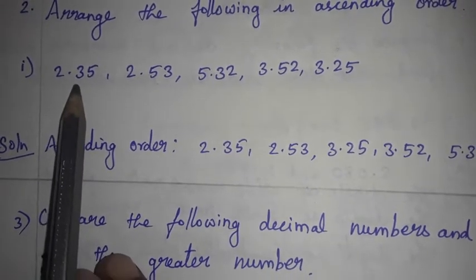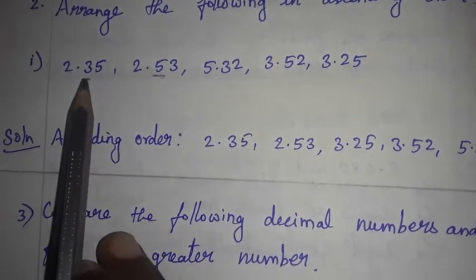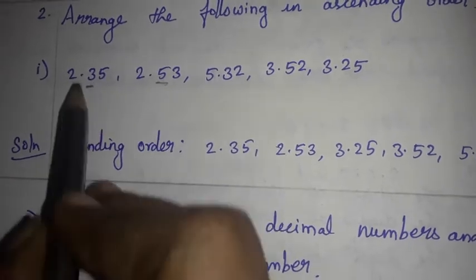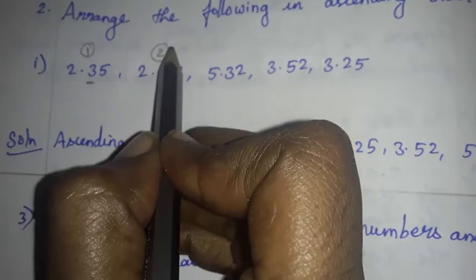So you have to compare the 10th place. Here the 10th place is 3 and here the 10th place is 5. Then 3 is smaller than 5. Therefore, 2.35 is the first smallest number and 2.53 is the second smallest number.